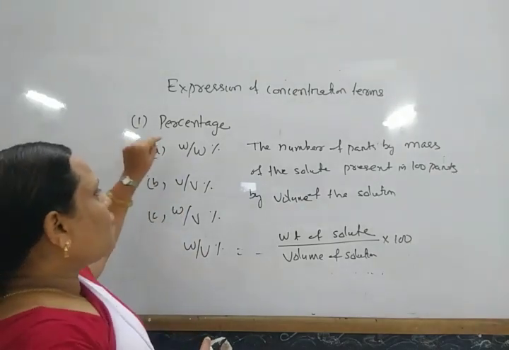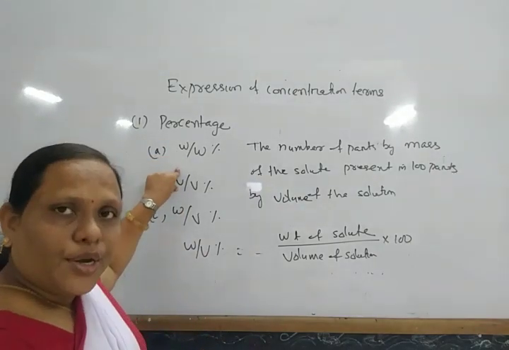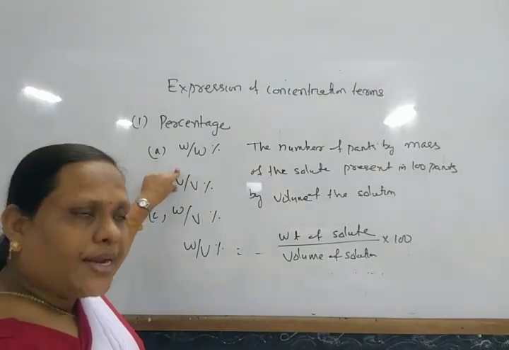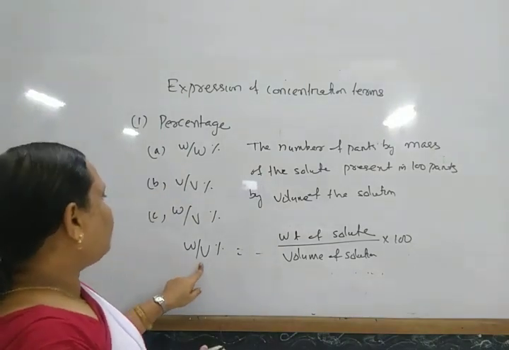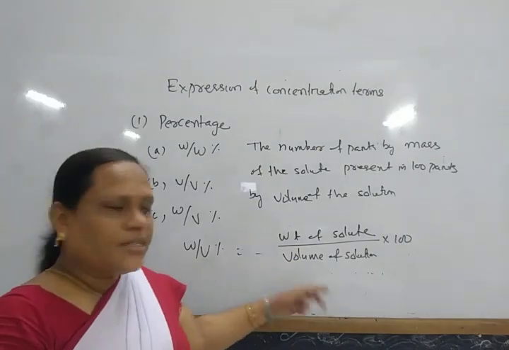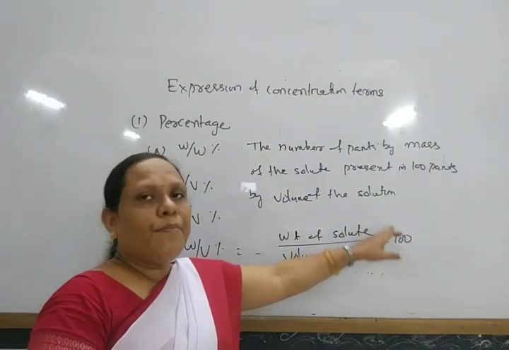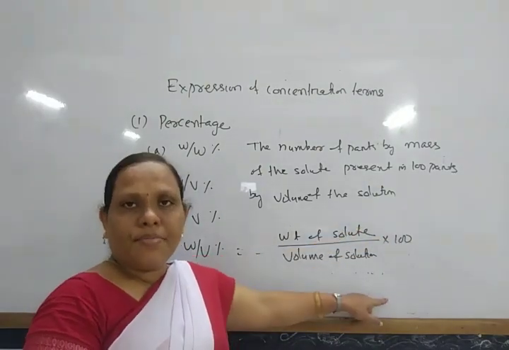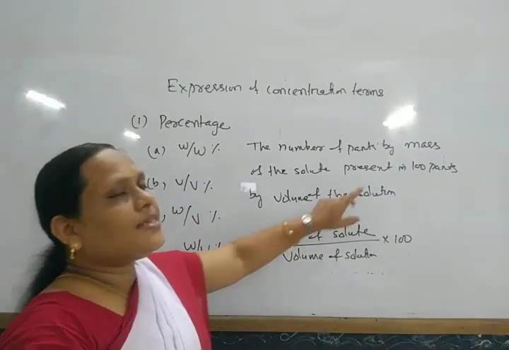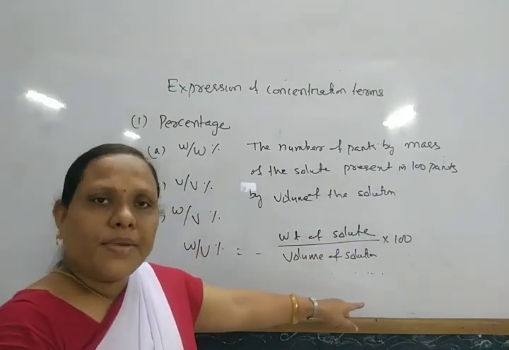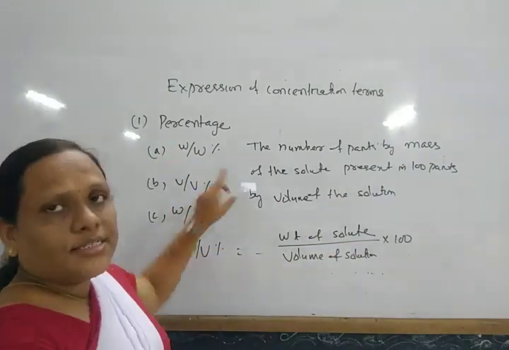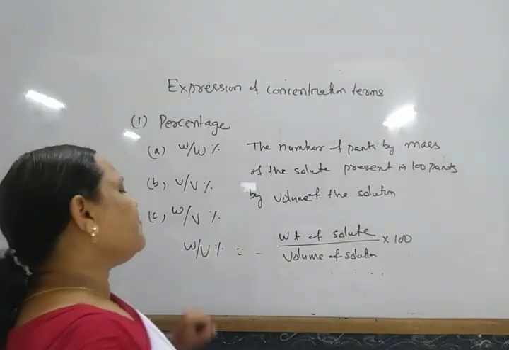In general, weight by weight and volume by volume percentage have no unit, but weight by volume has a unit, that is gram per liter or gram per ml. Okay, so its unit is gram per liter or gram per ml. But in these two cases, no unit is there.